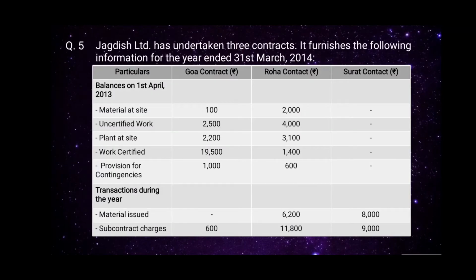So let us start with question number 5. Jagdish Limited has undertaken 3 contracts. It furnishes the following information for the year ended 31st March 2014. In the given table the expenses are given for Goa contract, Roha contract and Surat contract.